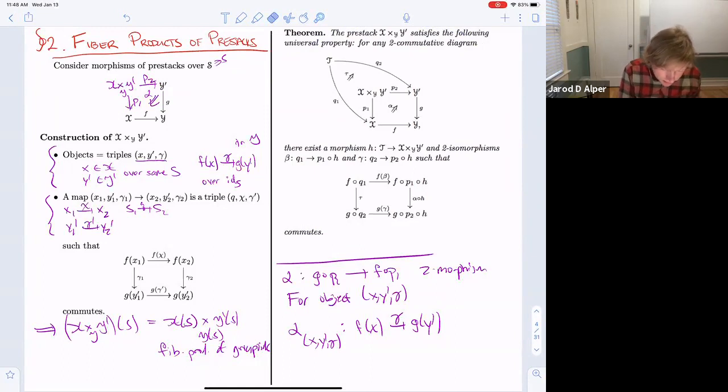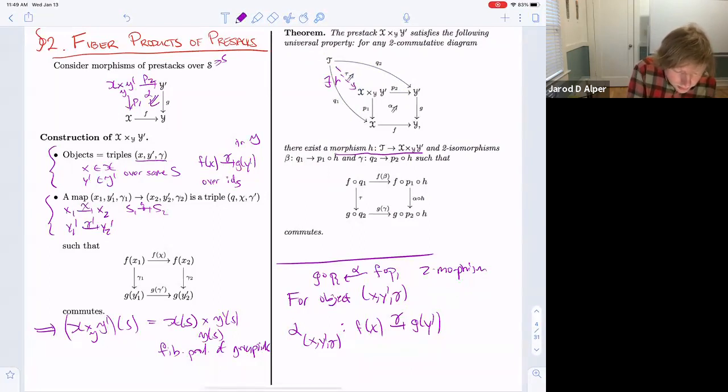I guess what I've given, maybe this is, I've written alpha the other way. Maybe. Right, so here's the statement. The claim is that this fiber product satisfies the following universal property. Whenever I have another two commutative diagram, which is the following data, which is a pre-stack T, a map Q2, a map Q1, and then a two arrow tau between them, the conclusion is that there should exist a morphism H.